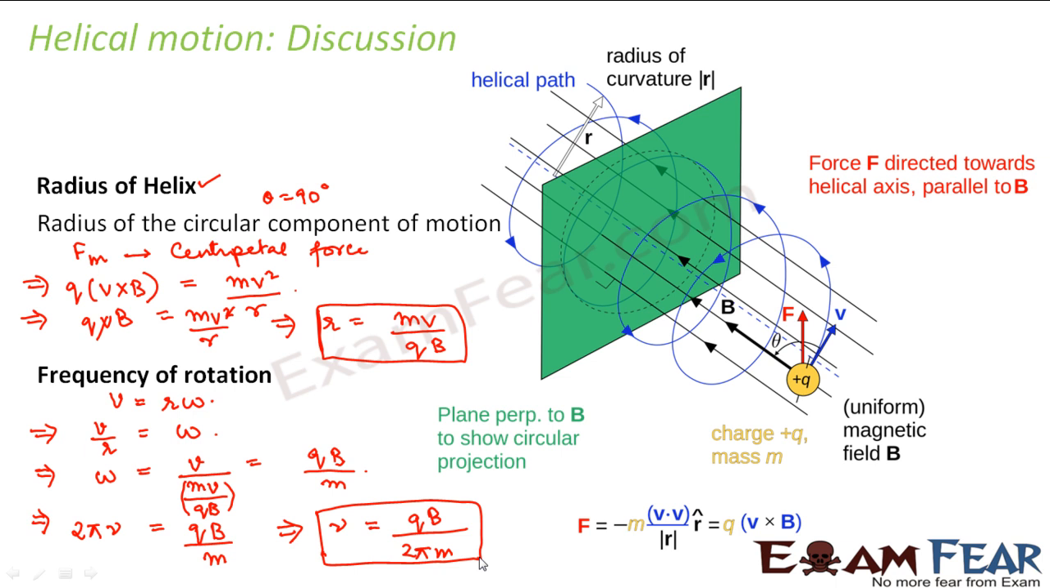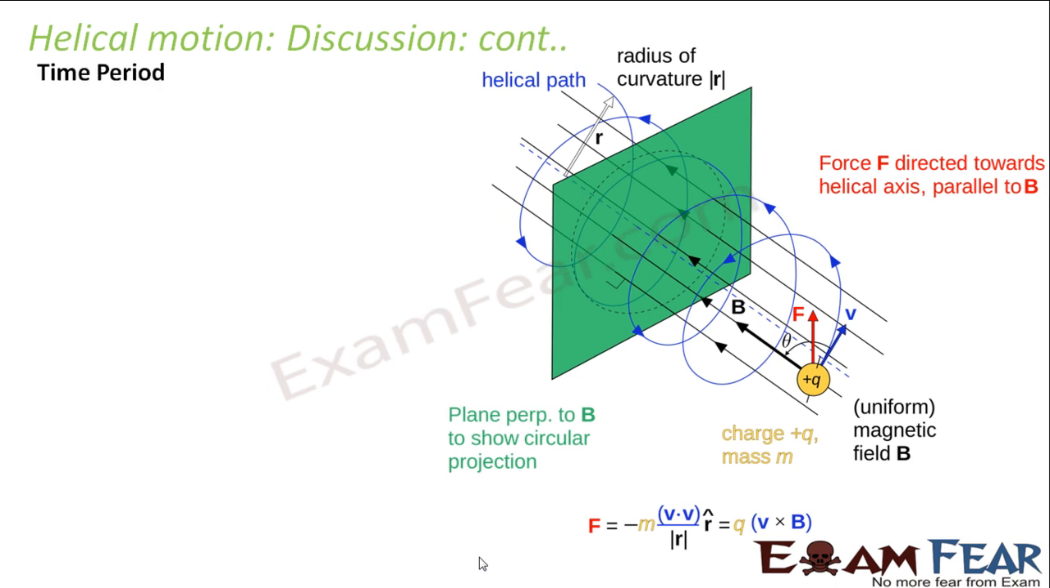So this becomes the frequency of rotation, right? This term describes how frequently the charged particle will complete one rotation, how many rotations there will be per second. Next is the time period of the circular motion. Once we have found out the frequency of rotation, it is very easy to find out the time period. Time period is nothing but 1 by frequency of rotation, right? So this will be equal to 2 pi m divided by qB. This is one way of finding time period.